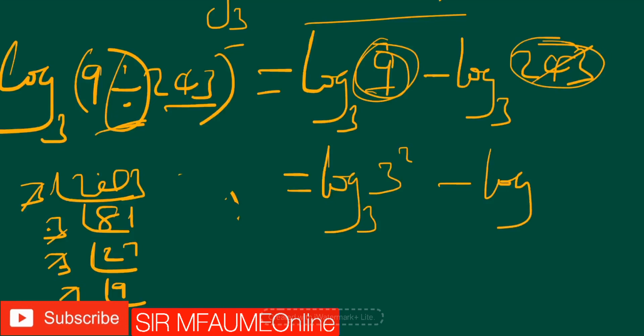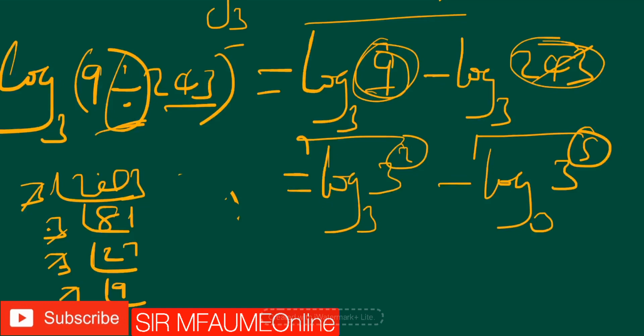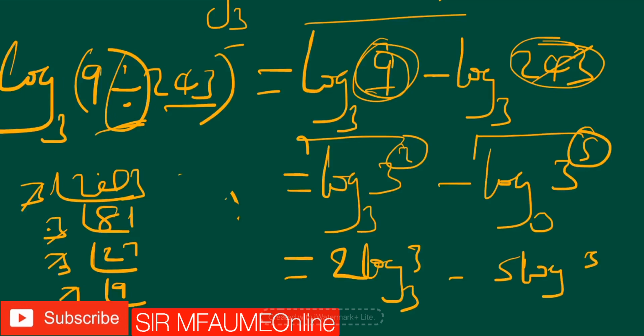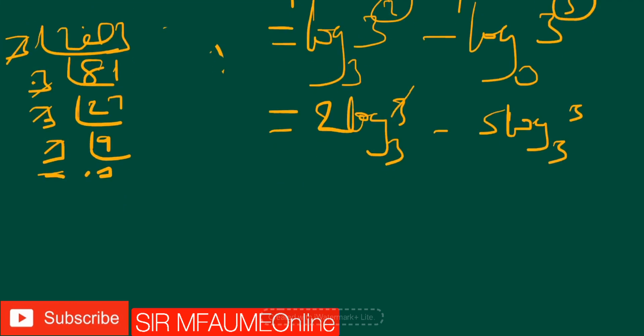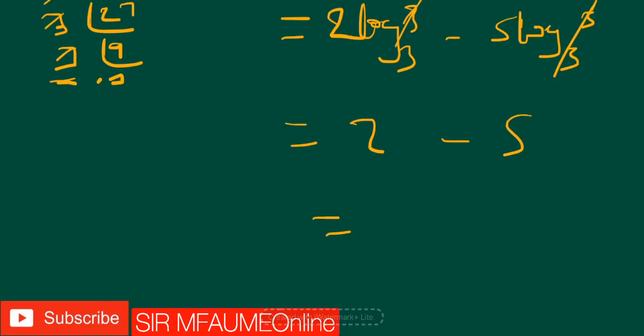Now it will be log under base 3 of 3 exponent 5. Then from there, this exponent can be shifted to this side, and this exponent can be shifted to this side. Now my question will be 2 log 3 base 3 minus 5 log 3 under base 3. Now from there, this log 3 base 3 cancels, and this one, log 3 base 3, also cancels. So at the end of the day, you have 2 minus 5, which equals negative 3. So this one will be the final answer.